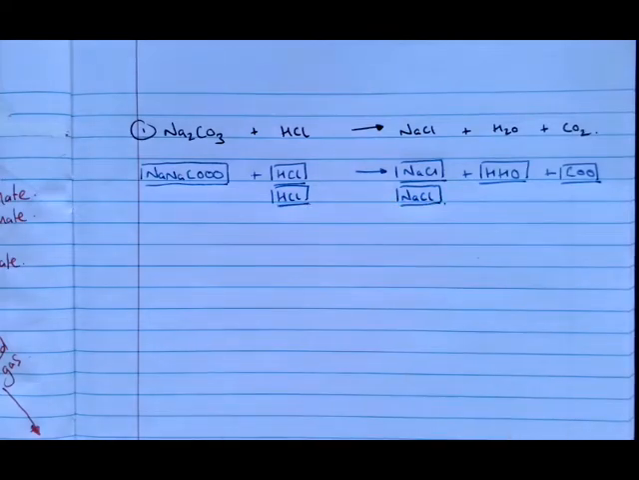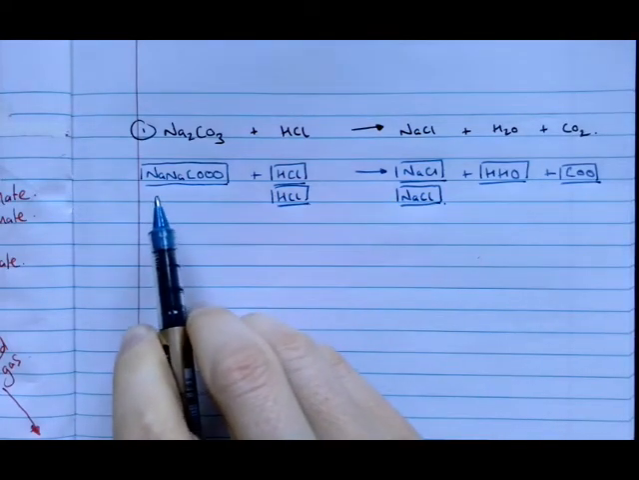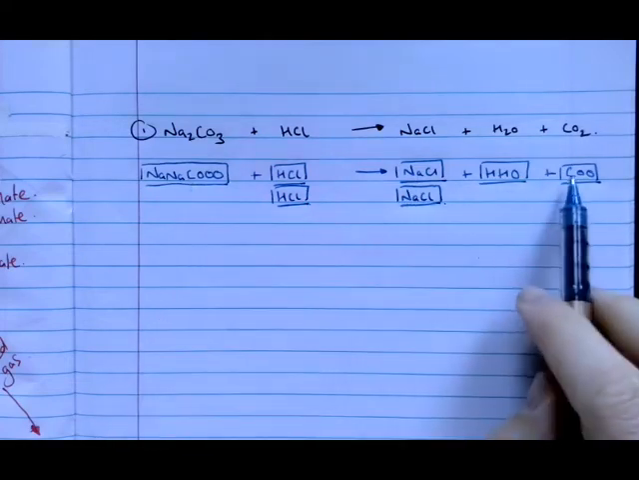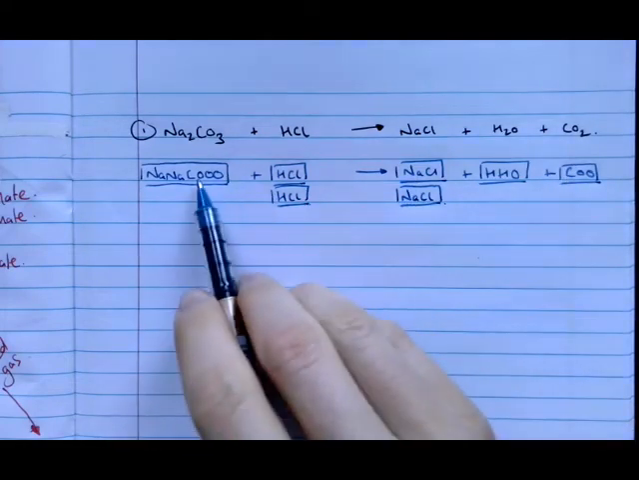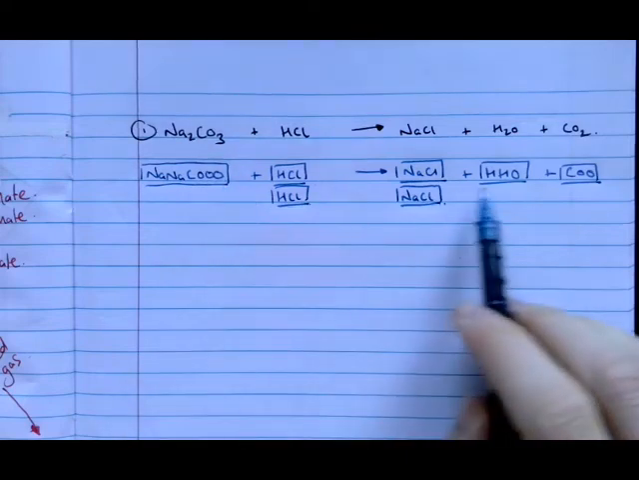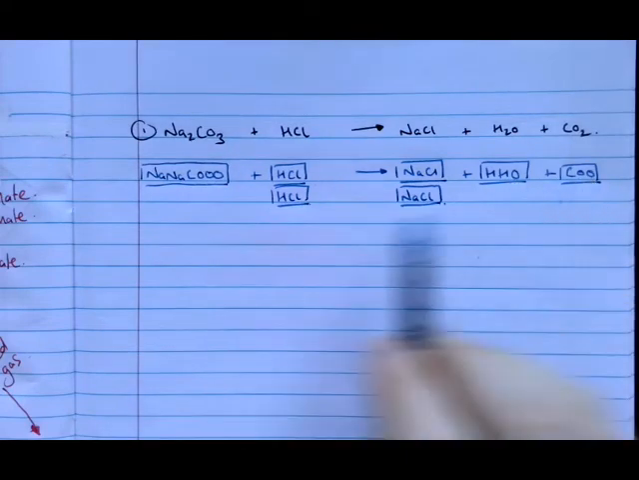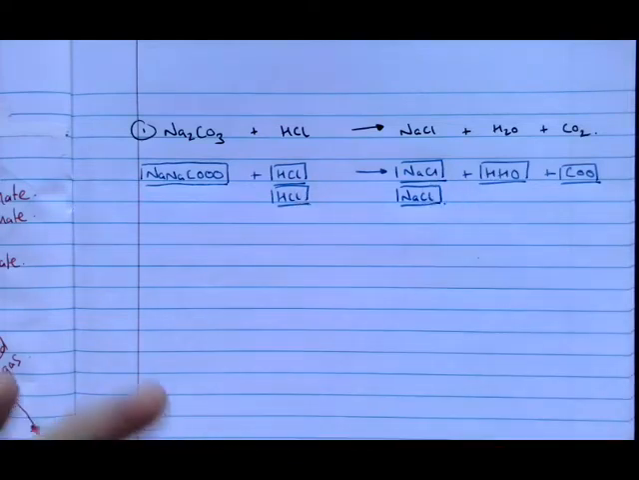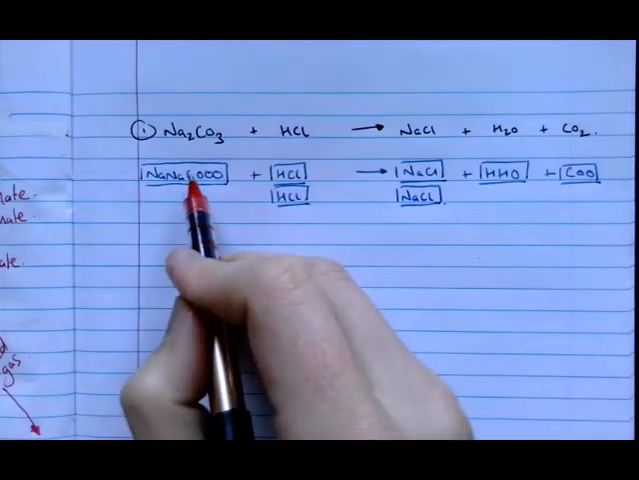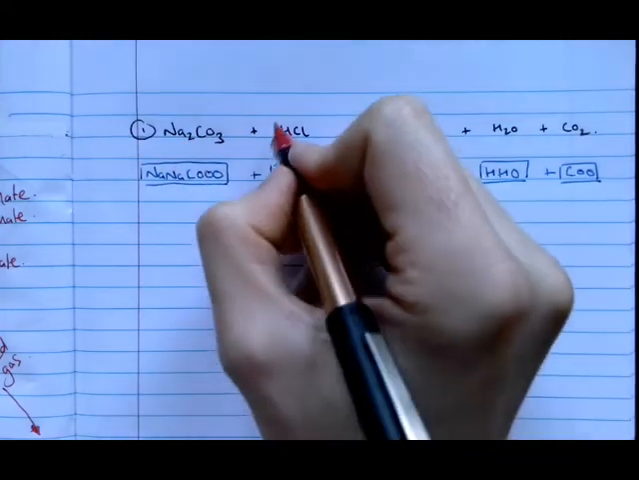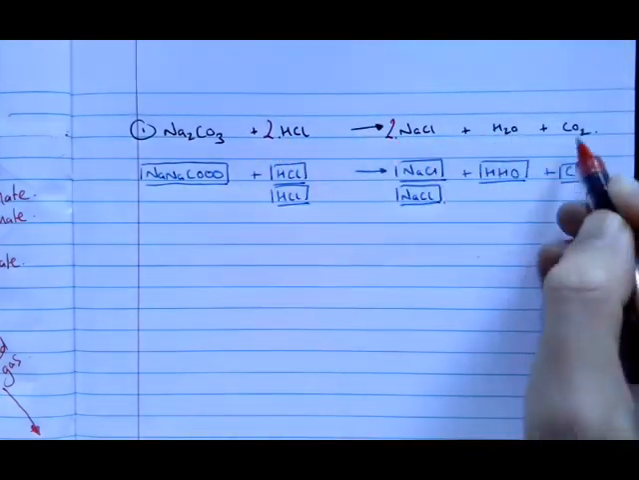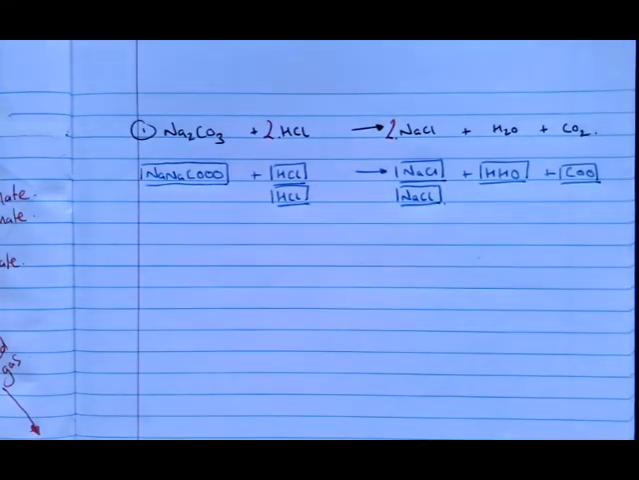Now, I can have a look. So I've got two sodiums, one carbon, one carbon. I've got 1, 2, 3 oxygens, 1, 2, 3 oxygens, 2 hydrogens, 2 hydrogens, 2 chlorines, 2 chlorines. So it's balanced. So one of those, don't need to write anything, 2 of those, I'll put a 2 there, 2 of those, 2, 1, 1. So that should be your balanced equation.